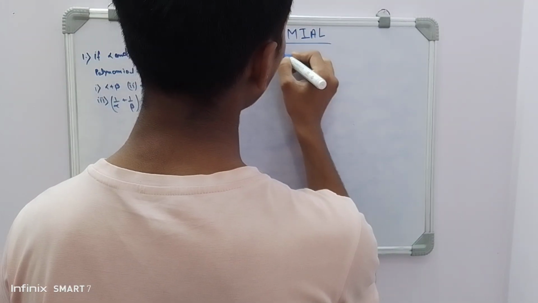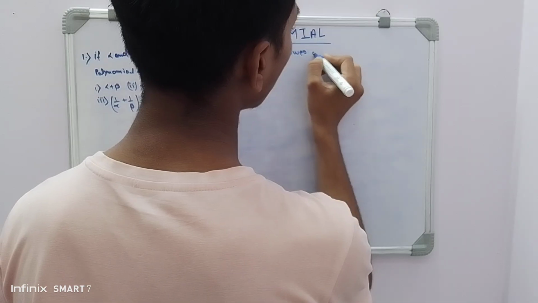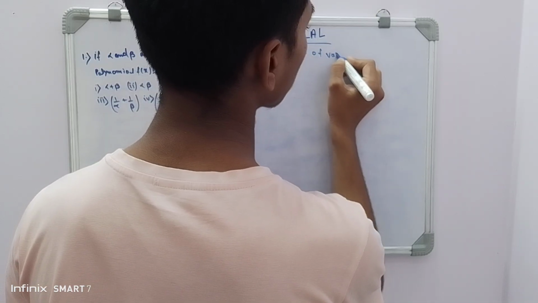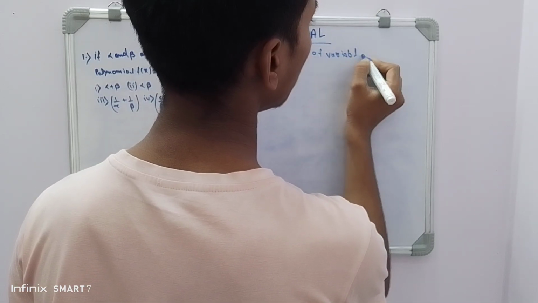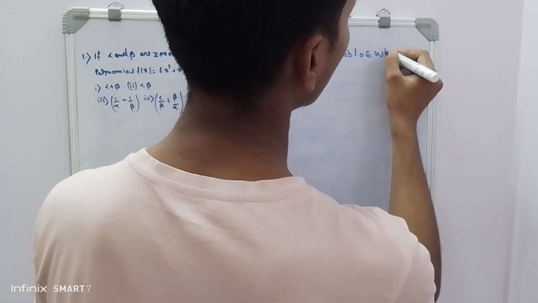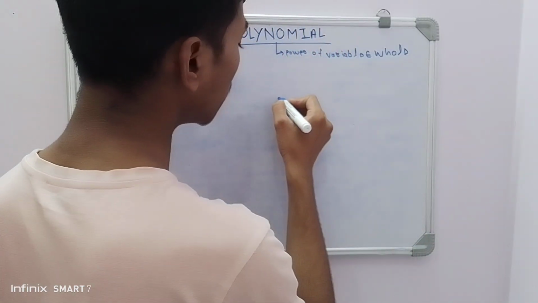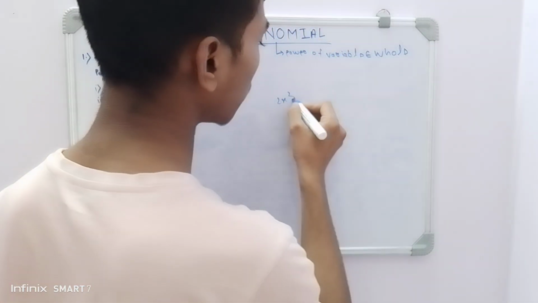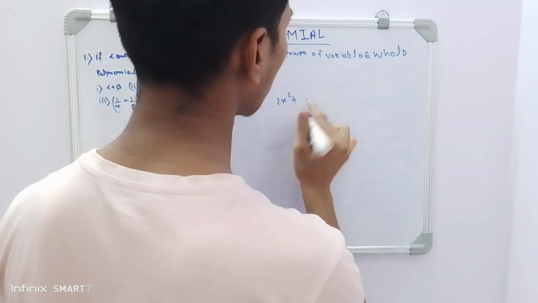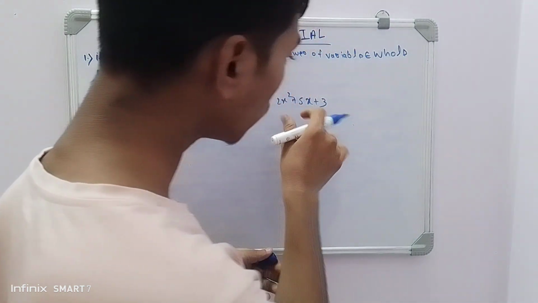So I am going to write it: the power of the variable should belong to, this is the sign of belongs to, whole numbers. This should be a whole number, then we will call it a polynomial. Let's suppose we have 2x square plus 5x plus 3. So is it a polynomial or not?